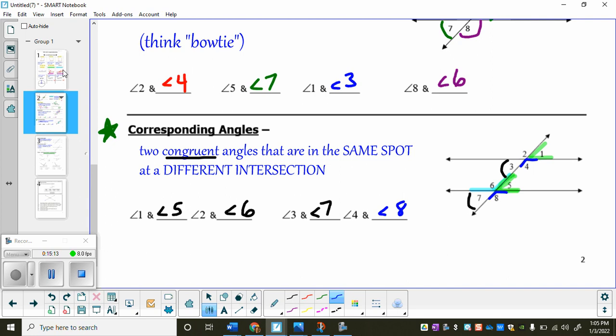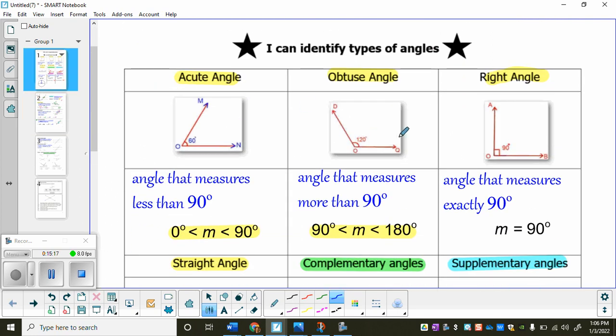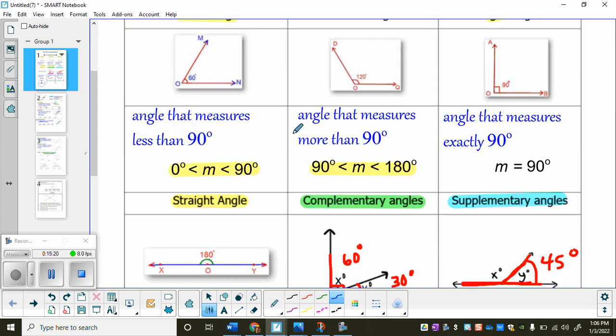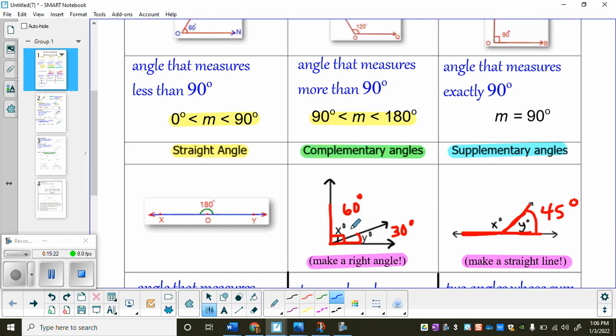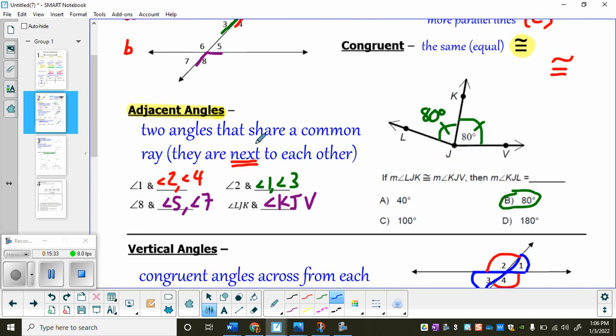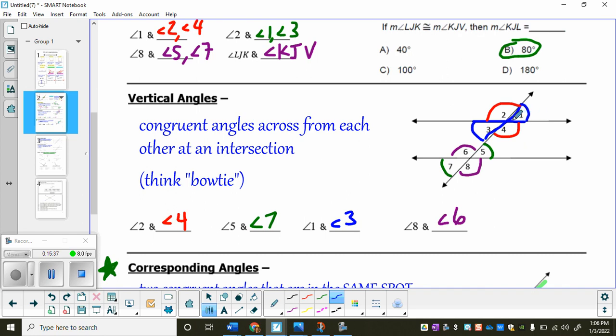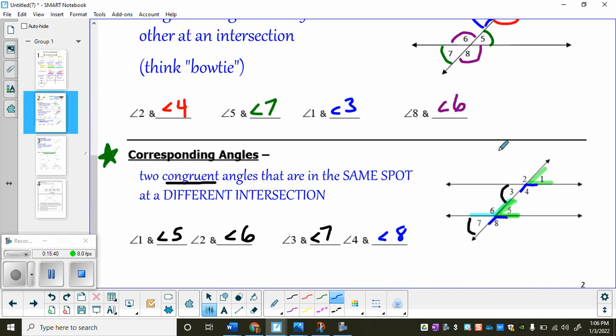So like I mentioned, y'all, on the first page, you mostly knew about these angles one individual angle on its own in elementary school. And you're starting to learn about the relationship between types of angles. If they add up to 90, they're complementary. If they add up to 180, they're supplementary. If they are next to each other, we call them adjacent. If they are across from each other, they're vertical. And if they're in the same spot but just at a different intersection, they're called corresponding.